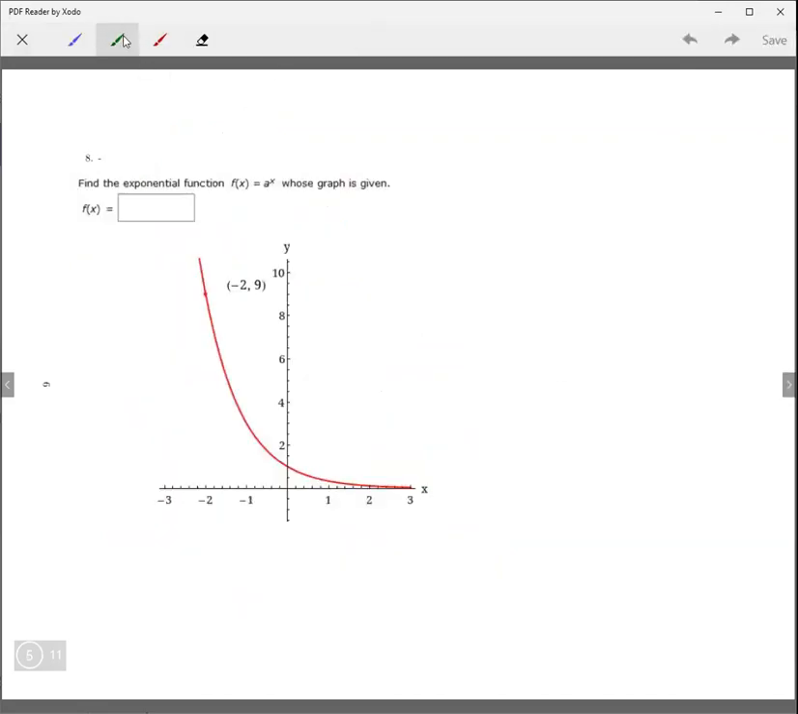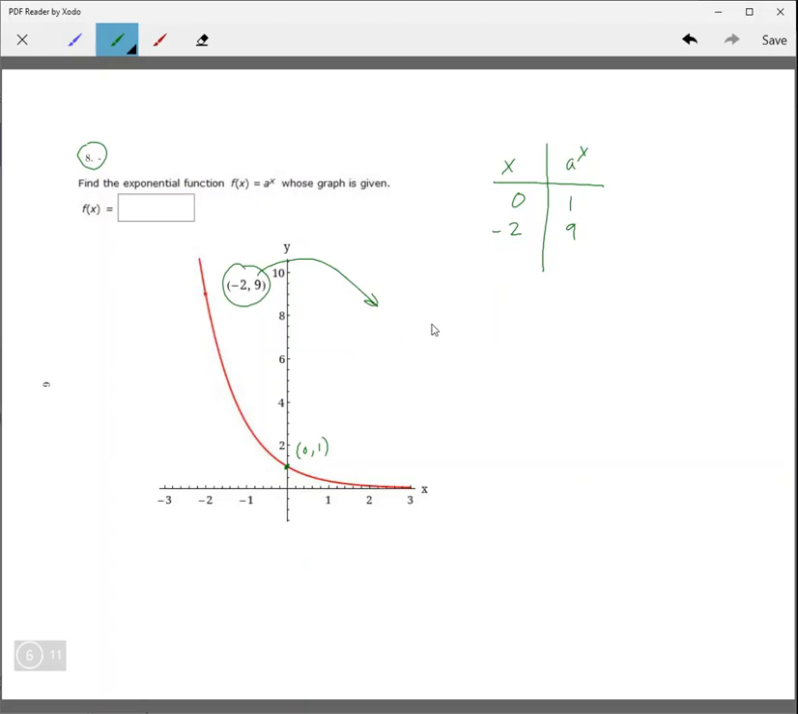Okay, let's look at number 8. Find the exponential function f of x equals a to the x whose graph is given. So we know that it goes through 0, 1. That's no matter what happens. But we also know that it goes through negative 2, 9, right here.